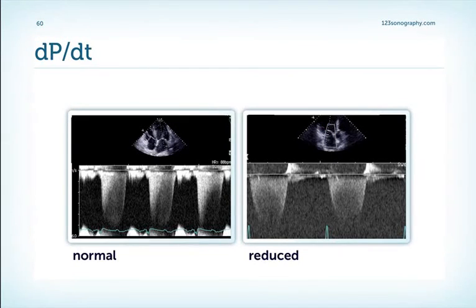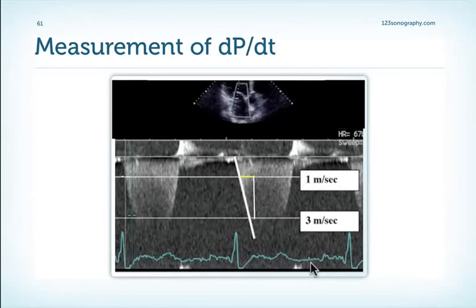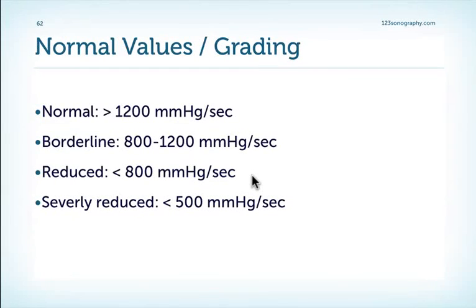So these are two mitral regurgitation signals. On the left-hand side, a patient with a normal dP/dt. You can see that the steepness of the curve is fairly steep, opposed to this patient where there is a reduction in the steepness and therefore also a reduction in the dP/dt. We measure between 1 and 3 meters, the time interval, and then plug this into the formula, and then we get dP/dt. What are the normal values?